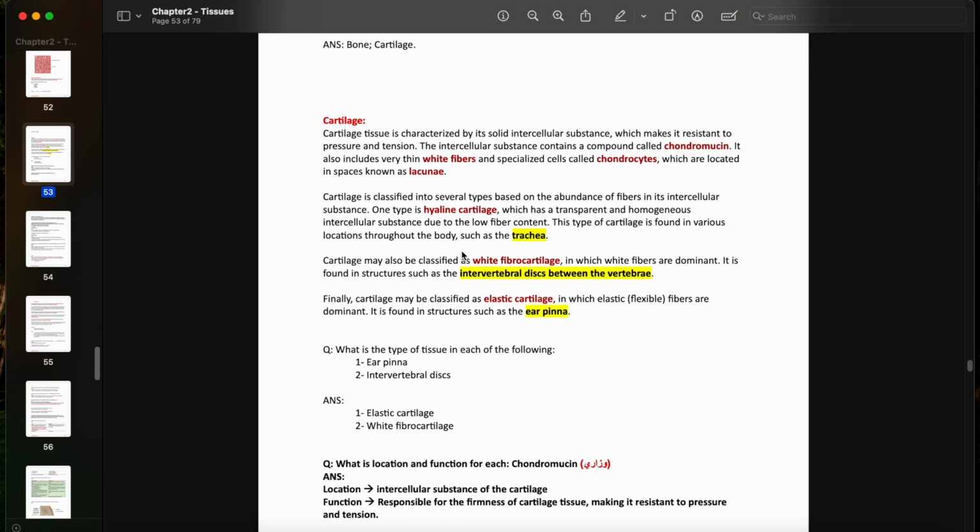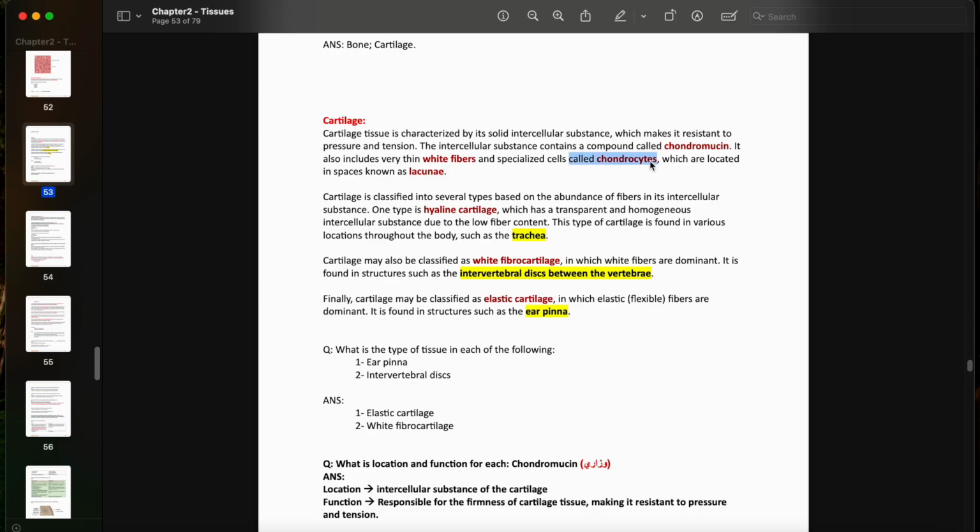So cartilage tissue is characterized by its solid intercellular substance. So they have a solid intercellular substance, which makes it resistant to pressure and tension. The intercellular substance contains a compound called chondromucin. It also includes very thin white fibers and specialized cells called chondrocytes. Now the chondrocytes mean cartilage cells.